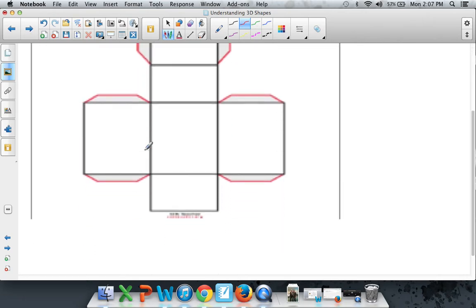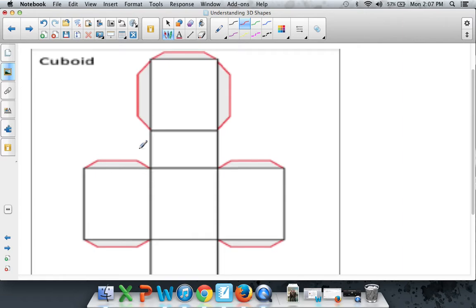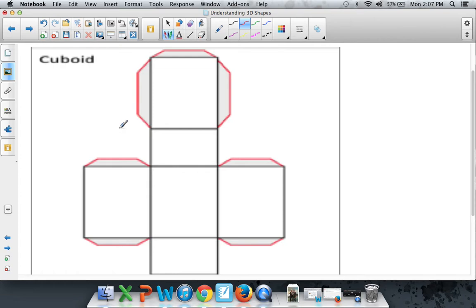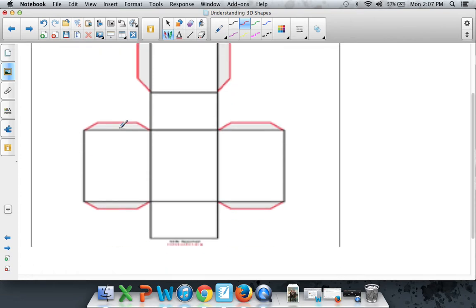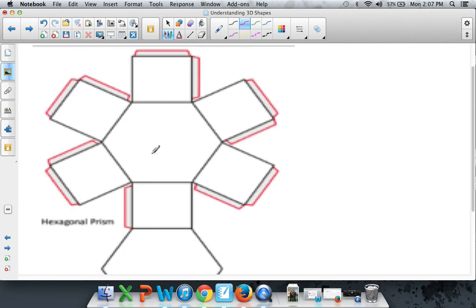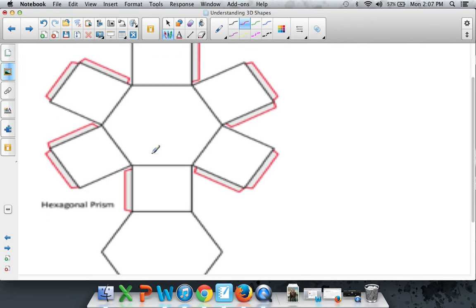This is a cuboid. I've never really seen it called a cuboid that much. Usually I would say it's a rectangular prism, but perhaps cuboid has a special definition, or it's another way of saying it. We're going to cut this out. We're going to fold it together. Same thing with this guy. This is a hexagonal prism. Whoa! How do you even know the name of that, Mr. Graham? What madness are you speaking?